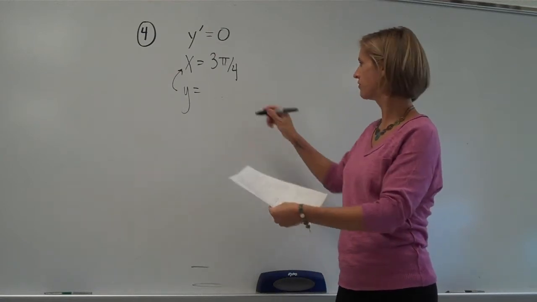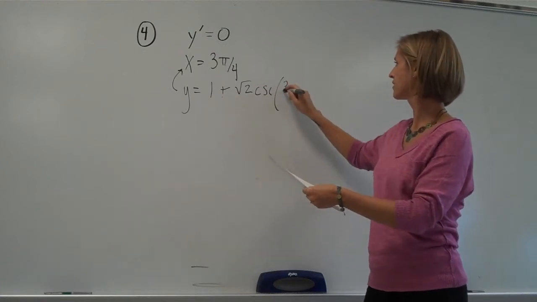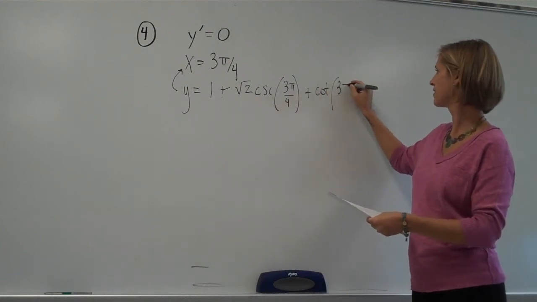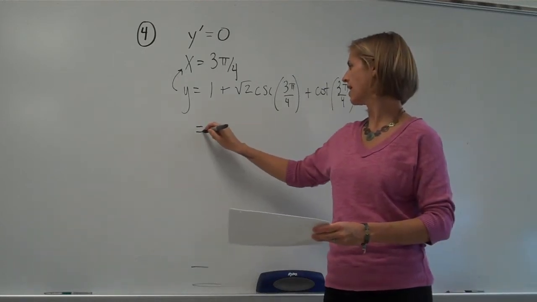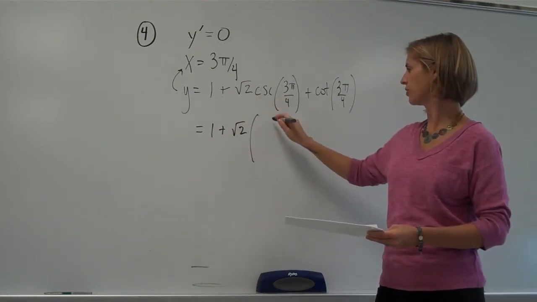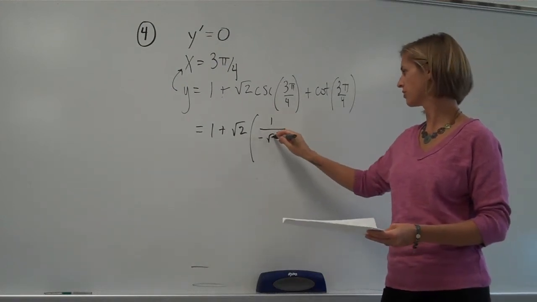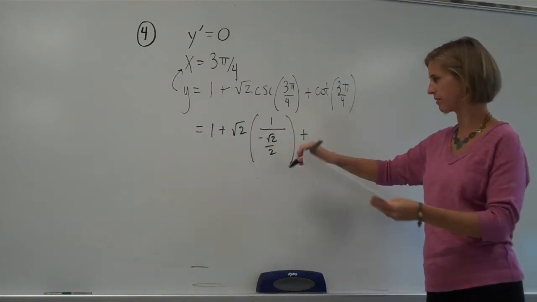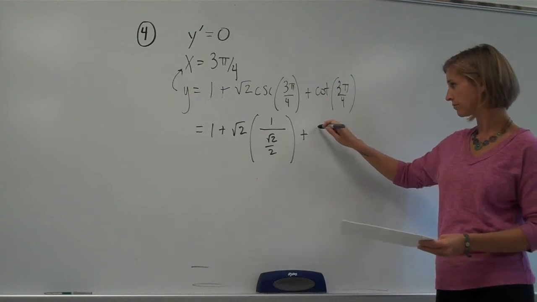So I've got to take the original function, 1 plus root 2 times cosecant of x plus cotangent of x, and plug in 3 pi over 4 for x. Okay, so I do all this. I get 1 plus root 2 times the cosecant of 3 pi over 4. Cosecant is 1 over sine, so the sine of 3 pi over 4 is root 2 over 2. Oh, I'm sorry, 3 pi over 4 is on the top of the circle, so that's positive. Plus the cotangent of 3 pi over 4, which is negative 1.